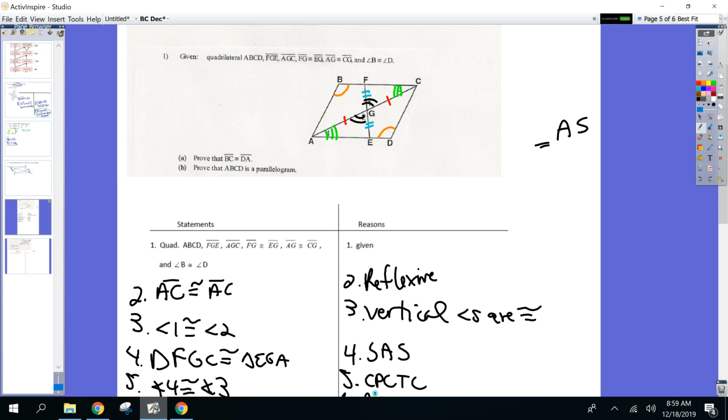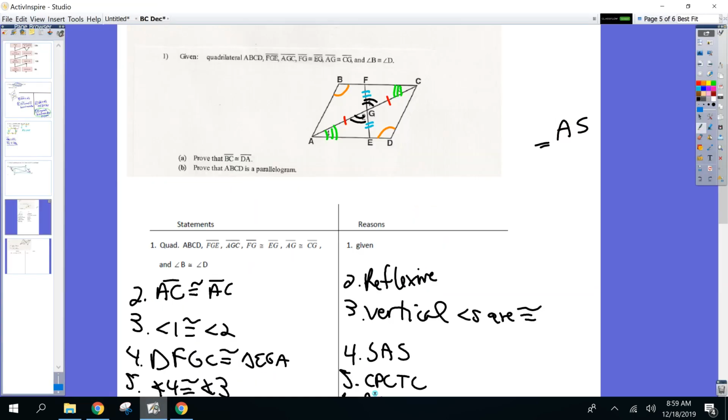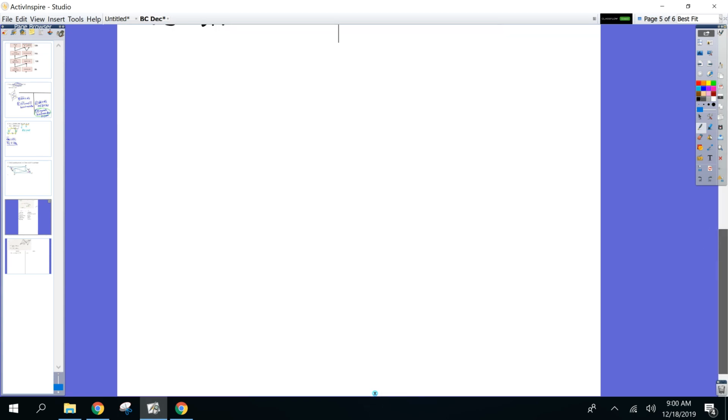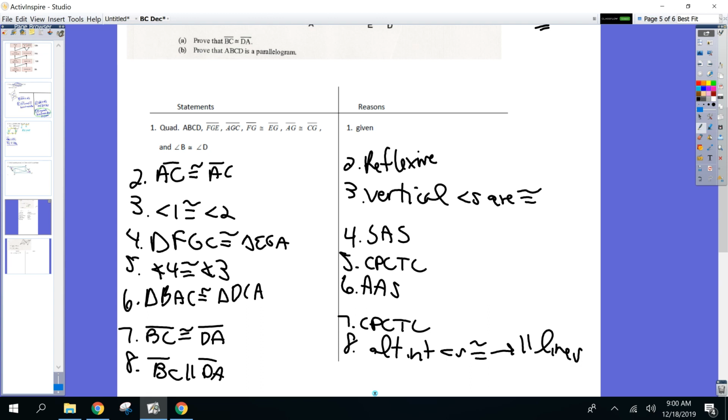So Aaron said, let's prove BC parallel to AD. I think they are. Somebody has to explain to me why they are. I didn't write it down, but they are. 7! Oh! Correct. So we can say here, and if you want to go ahead and do it another way, that's fine. I'm fine with that. BC is also parallel to DA because alternate interior angles congruent imply parallel lines. And then in step 9, I think we have a parallelogram.